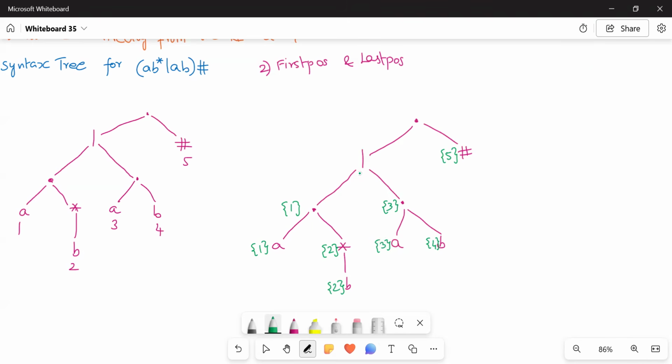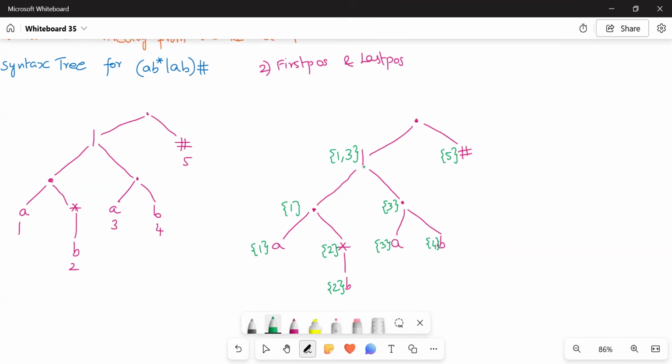Next, the OR node. To find first position for the OR node, we write first position of C1 union first position of C2. So 1, 3. Then the cat node. To find first position of this node, we need to check whether nullable of C1 is true or not. For this node to be nullable, both C1 and C2 must be nullable. We know that C2 is nullable, but C1 is not. Since both are not nullable, we can say this is false. So nullable of C1 is false.